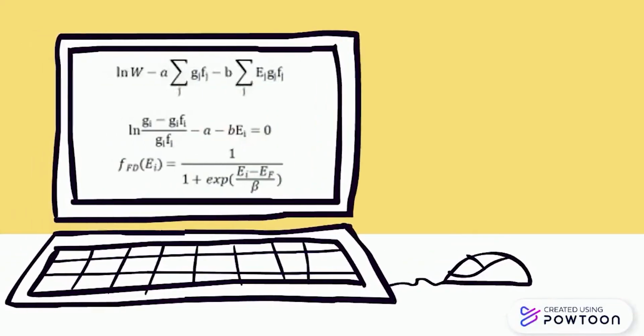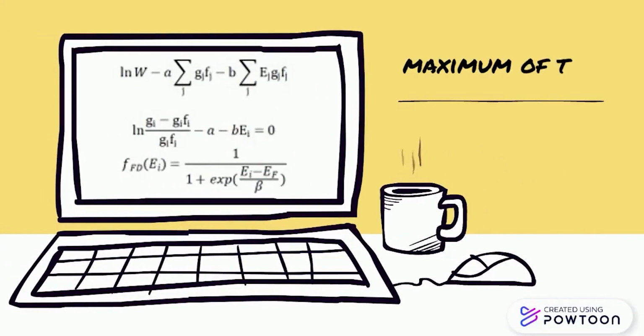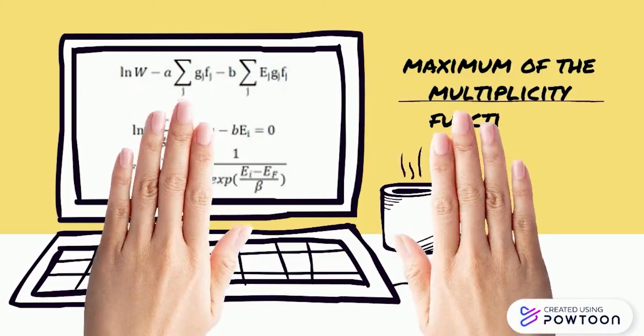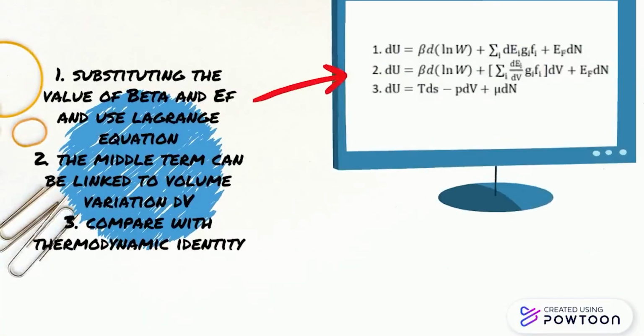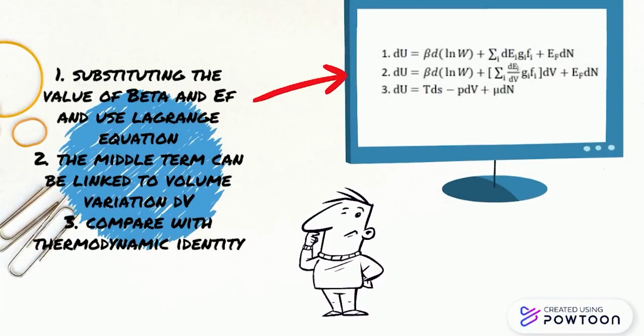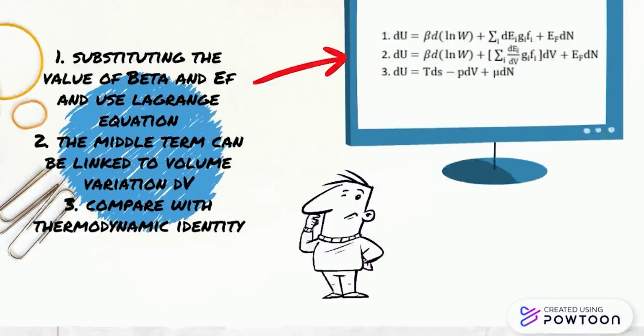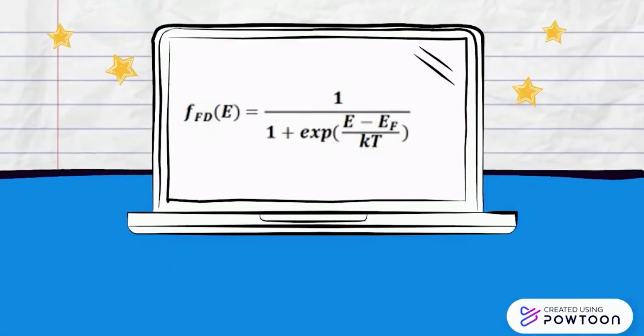To obtain the maximum of the multiplicity function, we have to determine the alpha and beta, and the derivation can be written like this. After that, we need to substitute the value of beta and Ef, and we use the Lagrange equation and then compare the equation with the thermodynamic identity. Finally, we get this equation, and that is how to derive the Fermi Dirac distribution function.